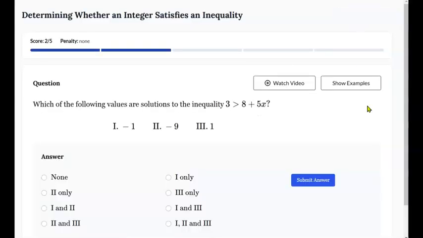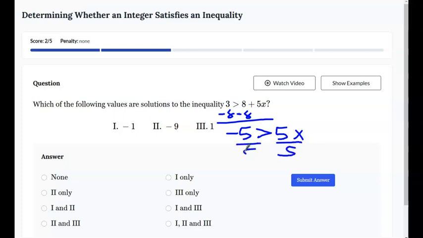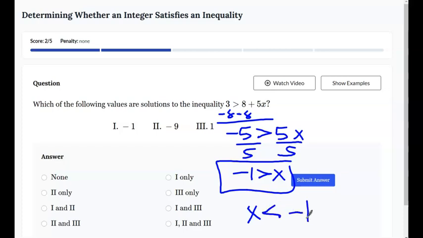All right, one more time. Last one. We're going to subtract 8 from both sides. We're going to get negative 5 greater than 5x, divide by 5, divide by 5, negative 1 greater than x. Now be careful. When this inequality is written in reverse, you either read it in reverse or you rewrite it by reversing the entire sentence. So x less than negative 1. So negative 1 is bigger than x, or x is less than negative 1. So you could read it either way.